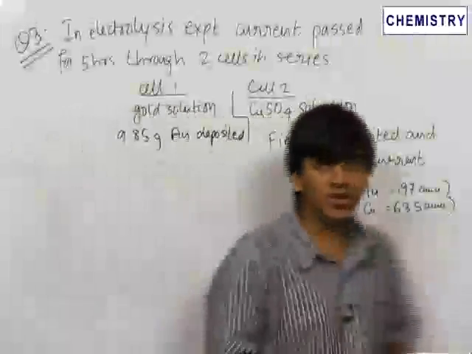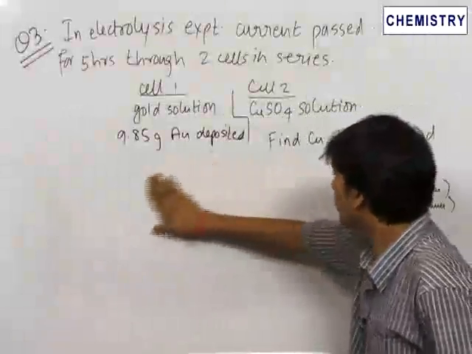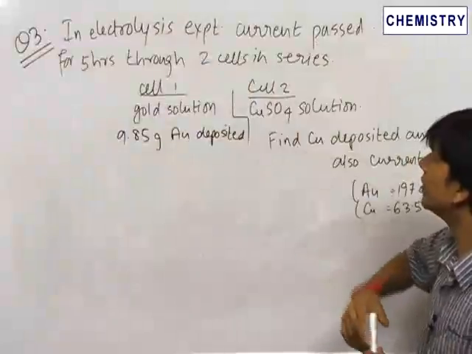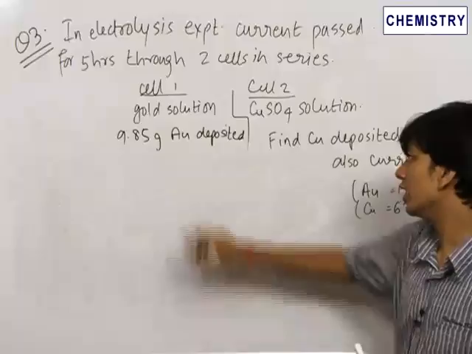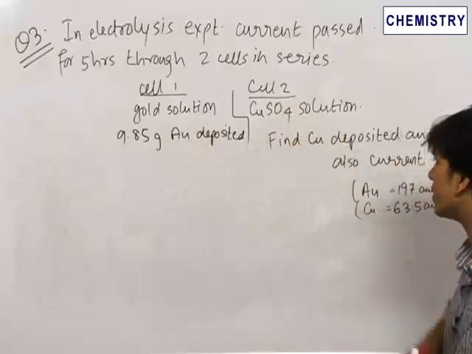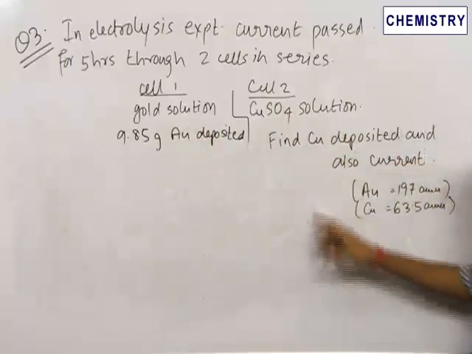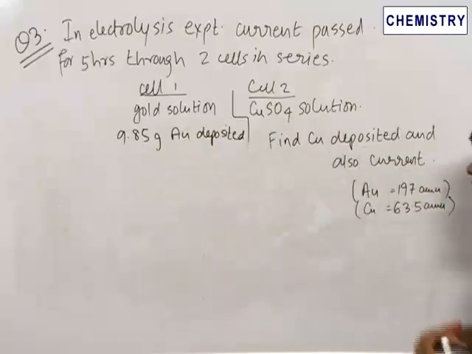The third question that we have is a very simple question, which you can solve very easily if you have your concepts of electrolysis very clear. We've been given that current is passed through two cells in series for 5 hours. In the first cell we had a gold solution, and in the second cell we have a copper sulfate solution, and we need to find out the copper deposited and also the current.